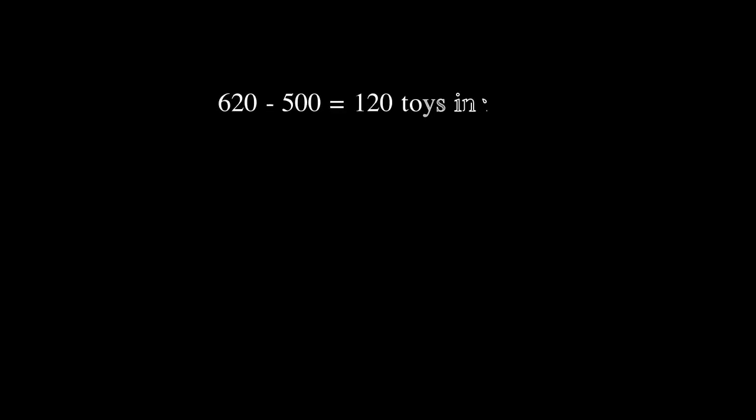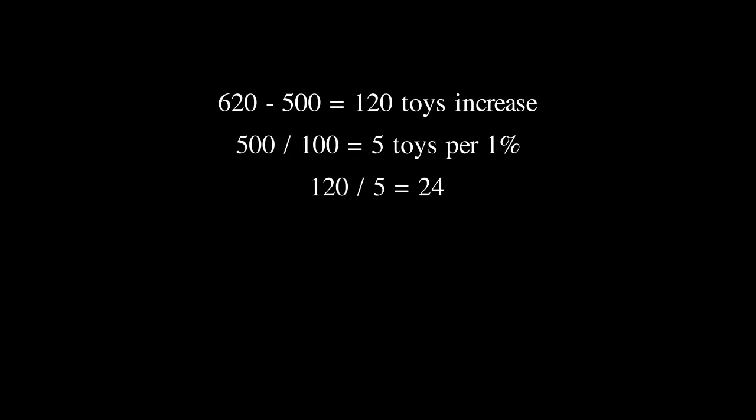The actual increase is 620 minus 500, which is 120 toys. 1% of the original 500 toys is 500 divided by 100, which is 5 toys. Dividing the increase of 120 toys by 5 toys gives us 24. So production has increased by 24%.